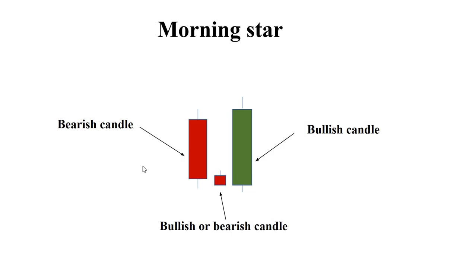It's a bearish reversal candlestick pattern. It means that when you see this type of candlestick forming, it tells you that the market is about to change direction, depending on where it is forming. If it is forming at the end of a downtrend, then it tells you the market is about to change direction to the upside.